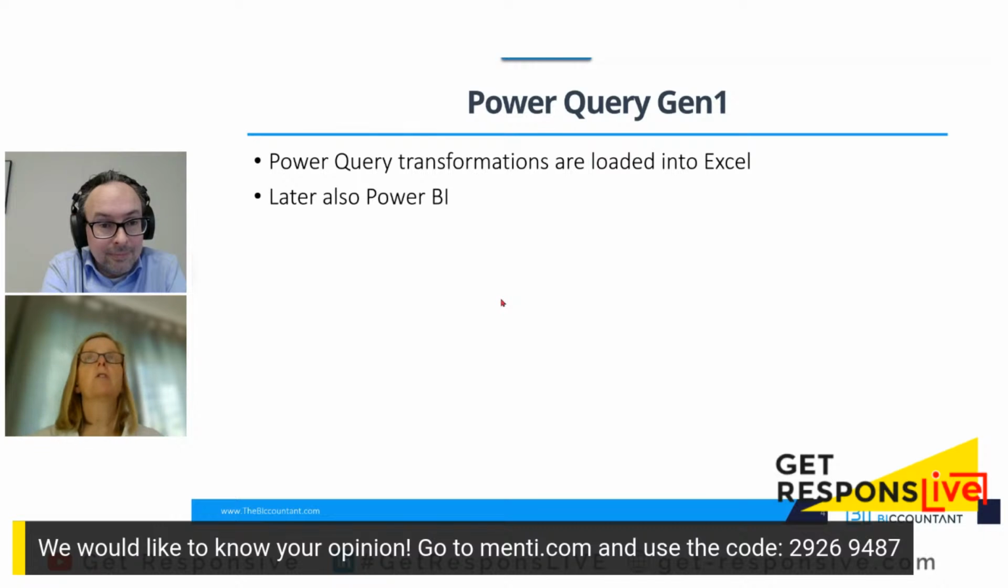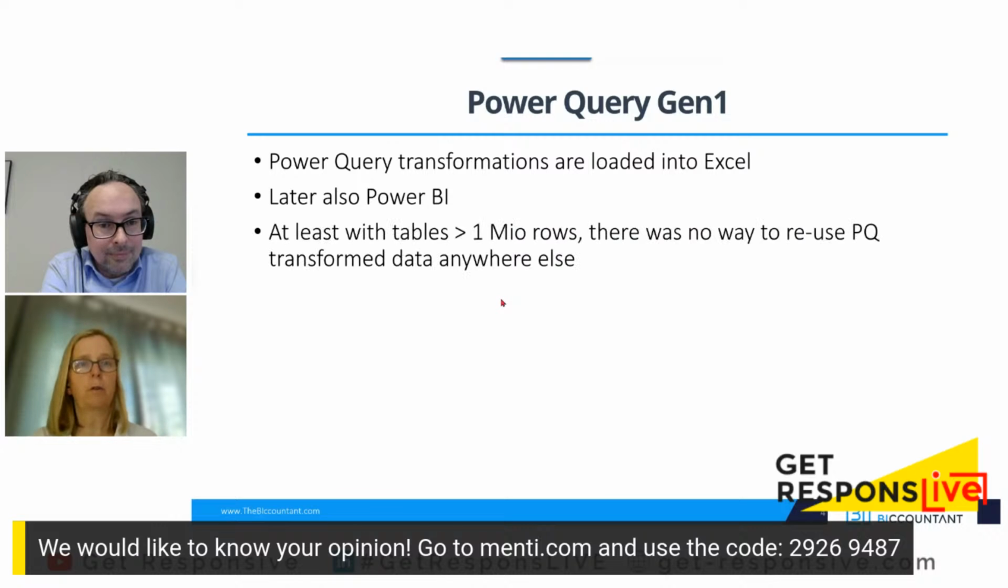So if you had transformations that would be interesting in other files or applications as well, you would have to recreate them there and also rerun all the transformation steps. Of course, some people stage data in Excel for later reuse, but as soon as your data goes over 1 million rows, that is also not a very viable solution.